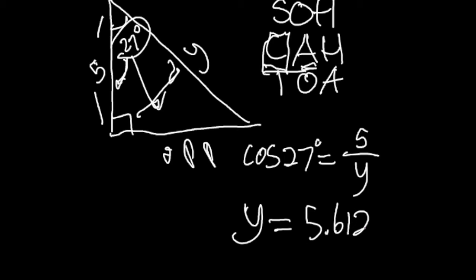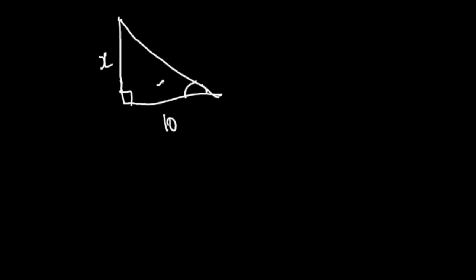Now we've solved for sine and cosine, but what about tangent? Okay, let's do a tangent question then. So we have another triangle, a right angle triangle. We're looking for this x. We have 10 here and 30 degrees. We have no hypotenuse, right?